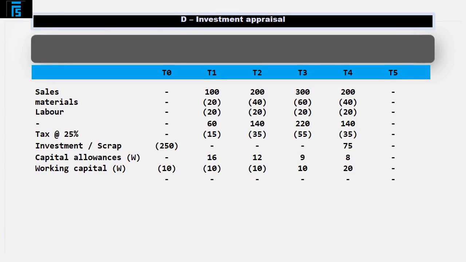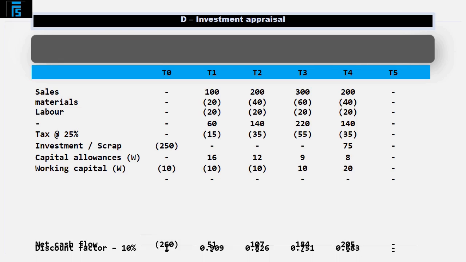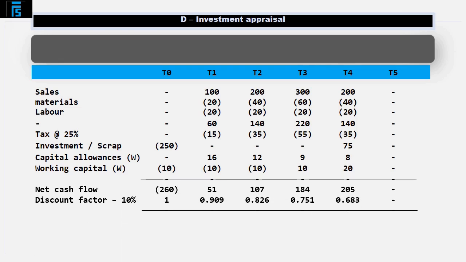We can now add these cash flows to our main pro forma. Assuming that we've now covered all the cash flows given to us in the question, we can complete the pro forma by doing the following. Add down each column to give us net cash flows. Add in the discount factors.